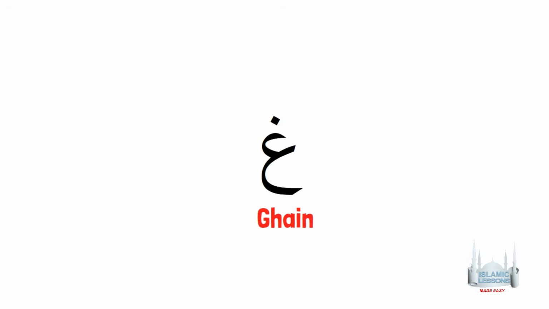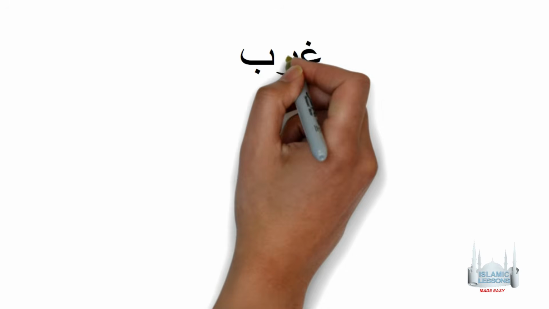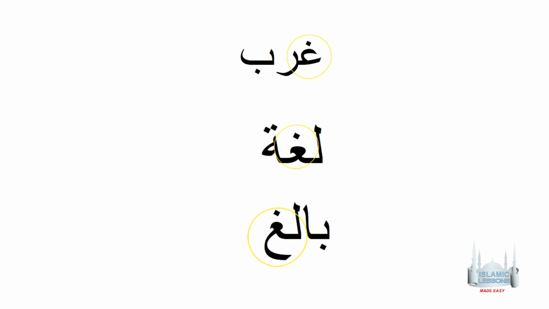This letter is called ghayn. It is similar to the previous letter ayn, except it has a dot. Ghayn is a heavy letter. It sounds similar to when you gargle some water from the throat. Ghayn. This is what the ghayn looks like at the beginning, like this in the middle, and like this at the end of a word.